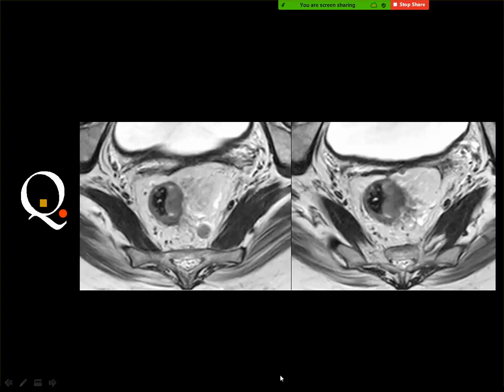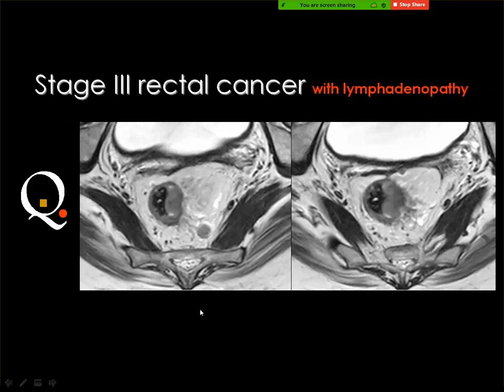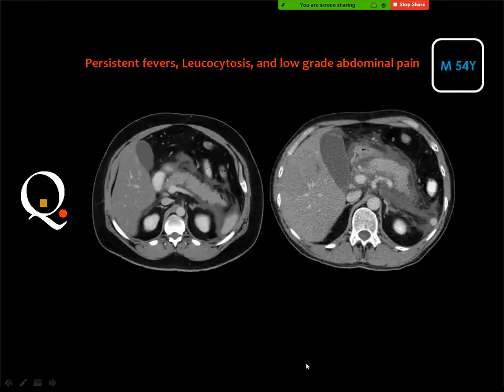Rectal carcinoma with lymph node. Yes. What stage do you think? T3. Very good. Yes, this is T3 rectal cancer with invasion of the muscularis propria and the invasion of the perirectal fat together with mesorectal lymph node. Very good.